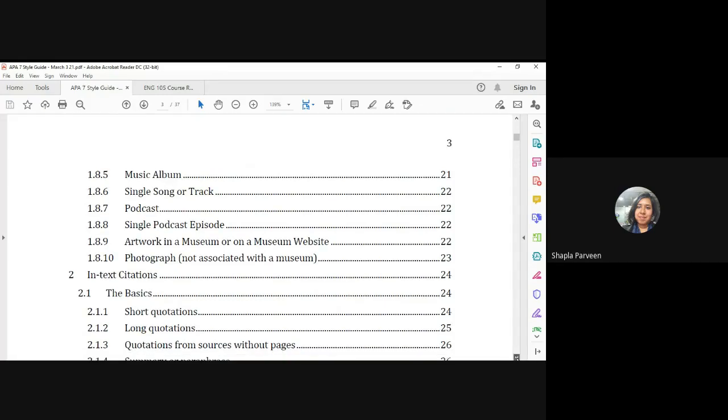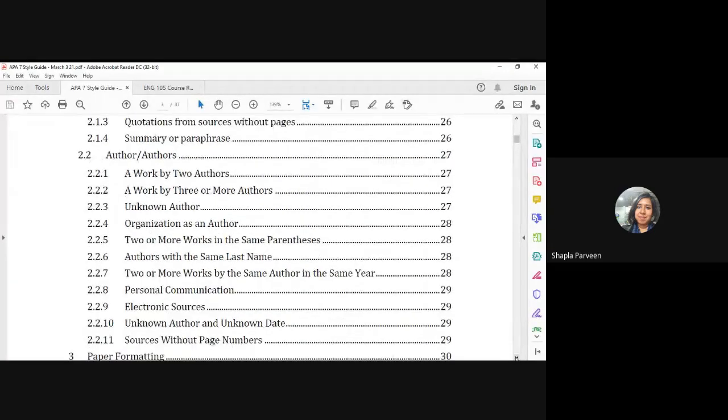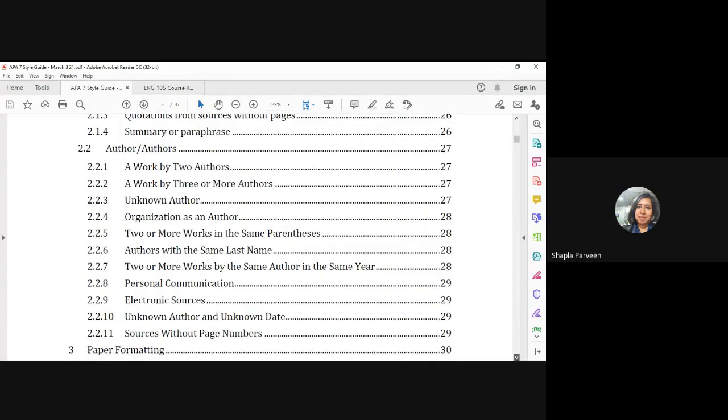But for in-text citation, the rules are simple, and it's more or less the same rule. Last name of the author followed by year of publication and page number. Same rule applies for in-text citation. But again, there are rules for short quotations, long quotations, quotations from sources without pages. Again, there are some rules which are a little bit different from the reference list when it applies to two authors, work by three or more authors, unknown authors, that sort of thing.